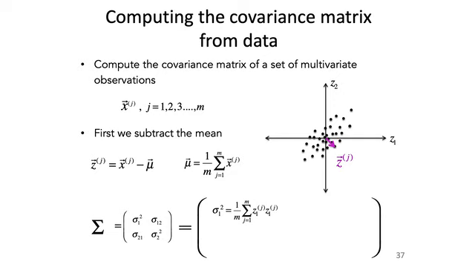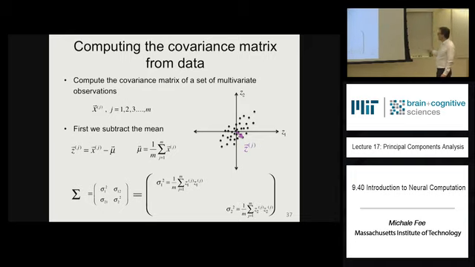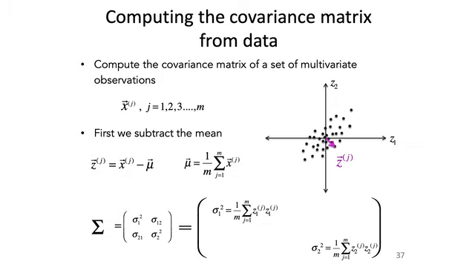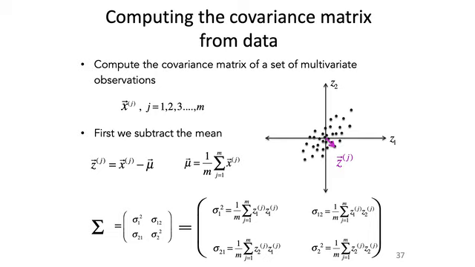So we're going to find the variance in the z1 direction, which is just z1 times z1 summed over all the observations divided by m. Okay? The variance in the z2 direction is just the sum over z2j, z2j divided by m. The covariance is just the cross terms, z1 times z2 and z2 times z1. Of course, those are equal to each other, so a covariance matrix is symmetric. Okay? So how do we calculate this?